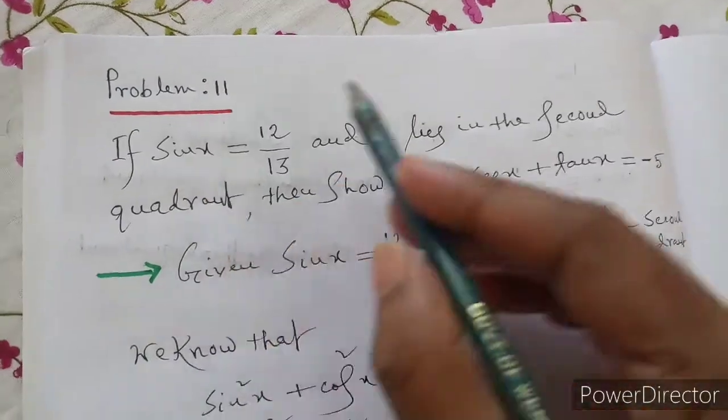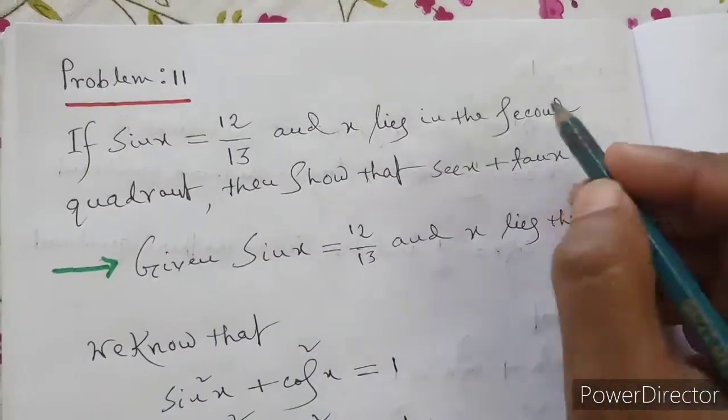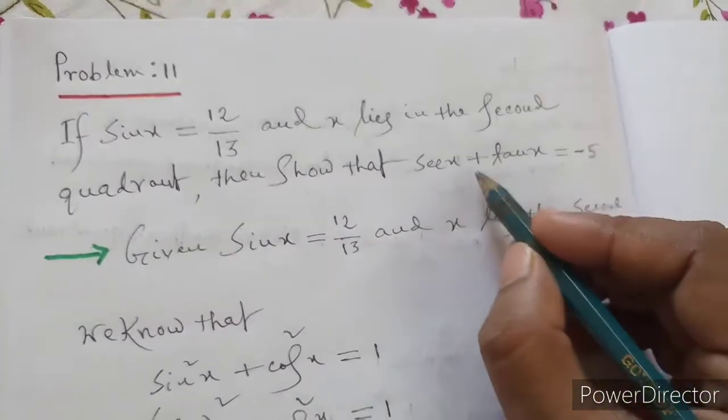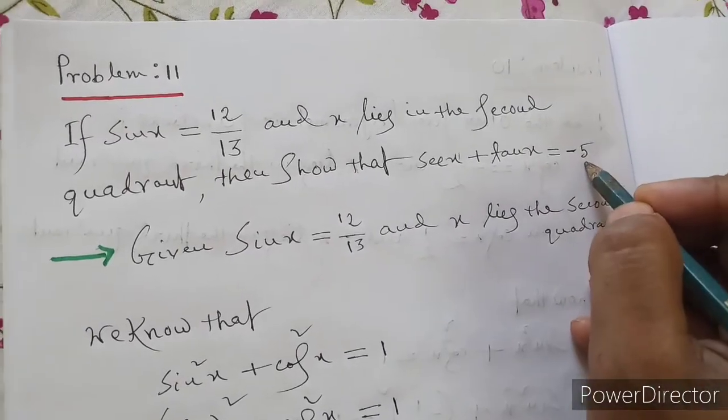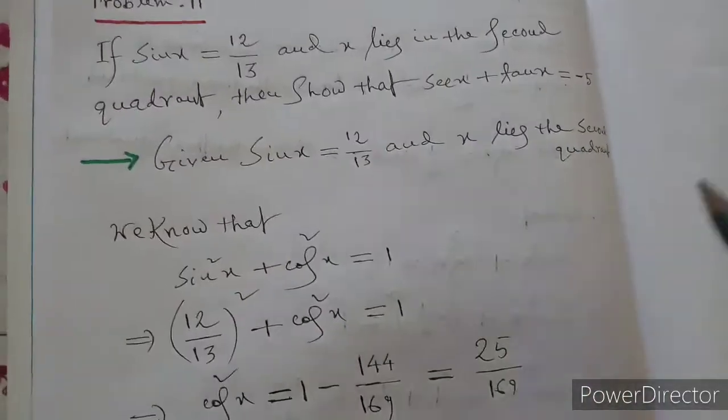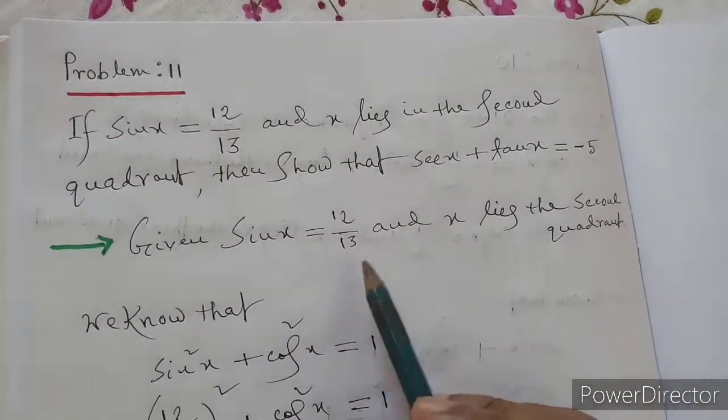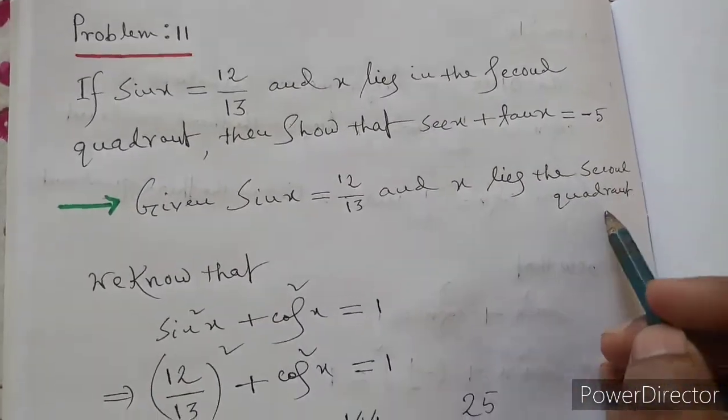Now problem number 11. If sin x equals 12 by 13 and x lies in the second quadrant, then show that sec x plus tan x equal to minus 5. How to solve it? Given sin x equal to 12 by 13 and x lies in the second quadrant.